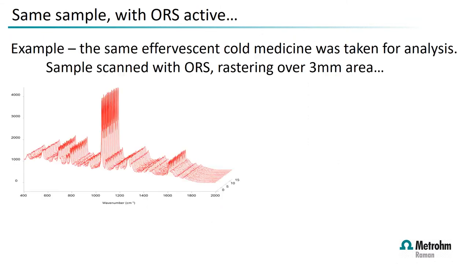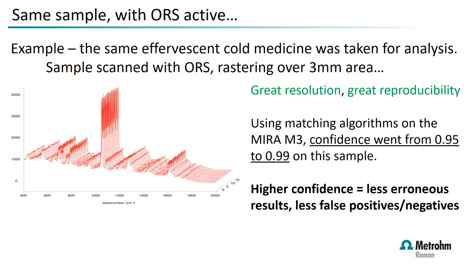And how does this look? This was the same sample shown earlier, utilizing the orbital raster scanning, rastering over a 3mm area. We see here that the consistency of the scan is excellent and all of the peaks are lining up extremely well. Again, this gives you extra confidence when you're doing your matching that you're going to be collecting the correct sample. So again, great resolution, great reproducibility, fewer false positives, fewer false negatives.